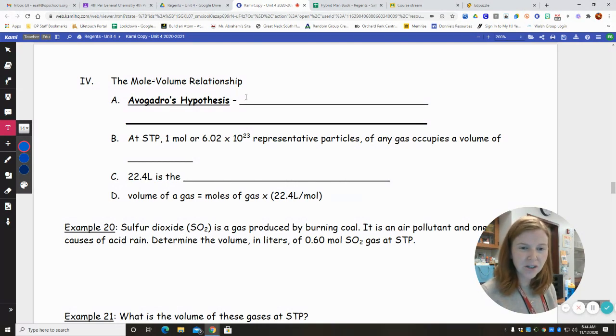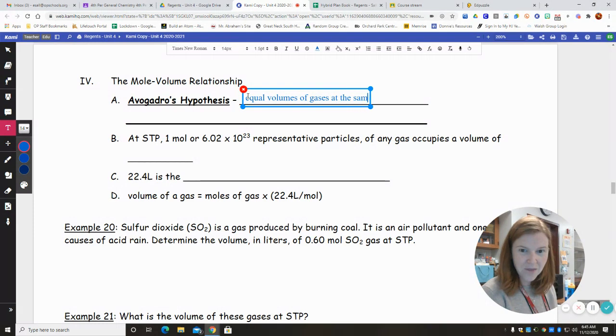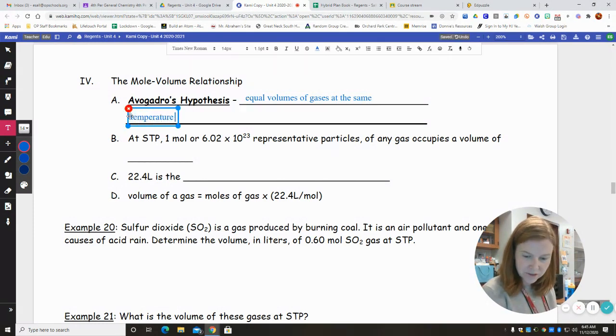And this particular relationship exists because of something known as Avogadro's hypothesis. Now, Avogadro, again, was the gentleman who figured out that whole 6.02 times 10 to the 23rd thing. But here's what he said. Avogadro said equal volumes of gases at the same temperature and pressure will contain the same number of particles.